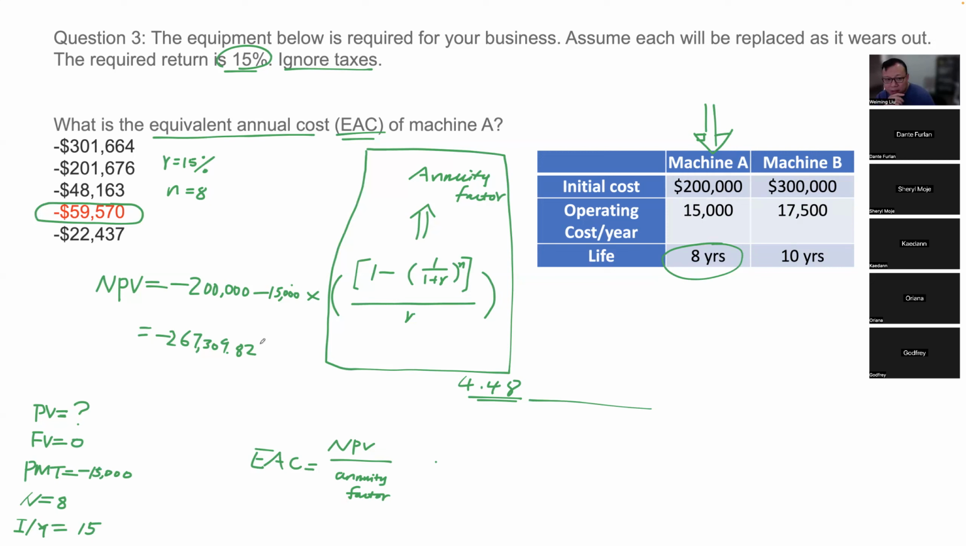So then you may wonder, right? So basically, we are saying initially negative 200,000, and then year 1 through year 8, each year is 15K, right? So that's going to be equivalent to every year is negative 59,570. This annuity, year 1 to year 8. Does this make sense?